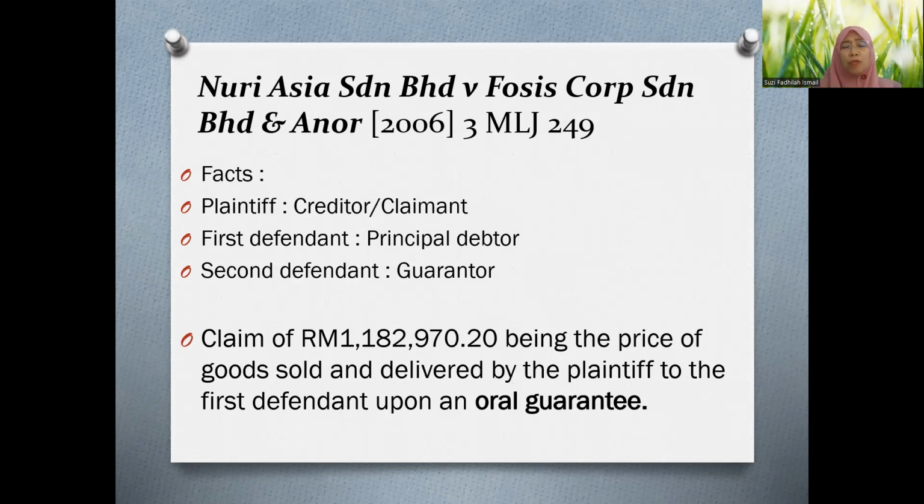And it's a big amount of money involved here, 1 million plus, 1,182,970 and 20 cents. So here, the sale and purchase was made on credit, being the price of goods sold and delivered by the plaintiff to the first defendant. And there was an oral guarantee, meaning if you don't pay, then the guarantor will pay. But it was done orally.